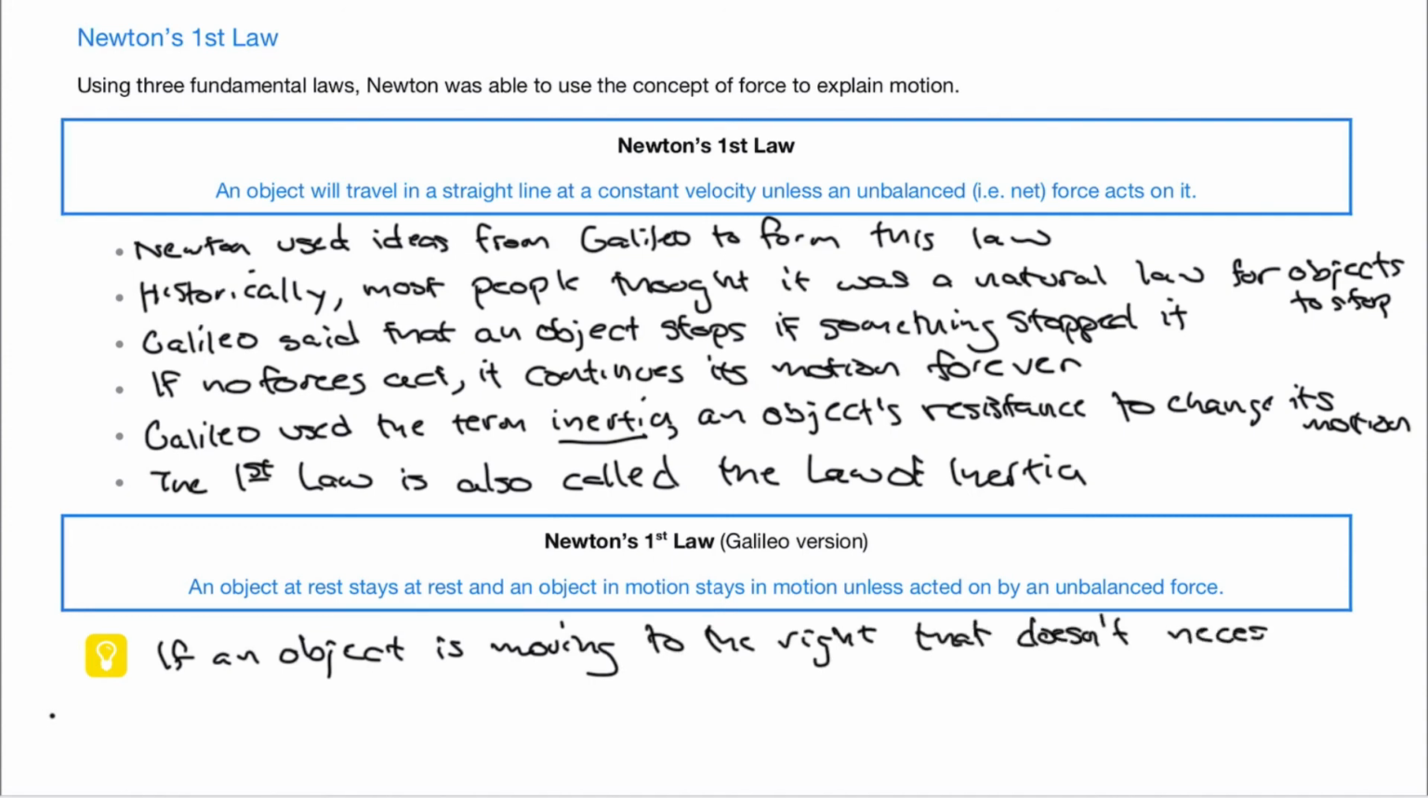Oftentimes, students will add a force that doesn't exist because they see something moving to the right and they think, oh, it must have a force that way. But that's not the case. In free fall before, we saw an object being thrown upwards, and for a time it did travel upwards, but the only force acting on it was gravity, and gravity was pulling it downwards. And that's because the object thrown upward wanted to continue its motion, and it would do so for a time until gravity was able to stop it and bring it right back down to the earth.